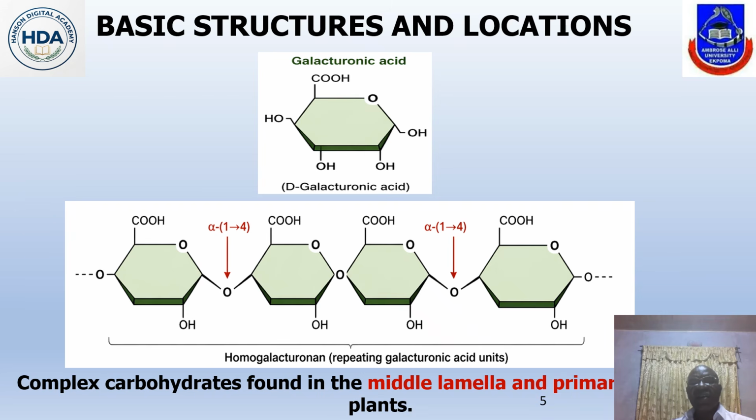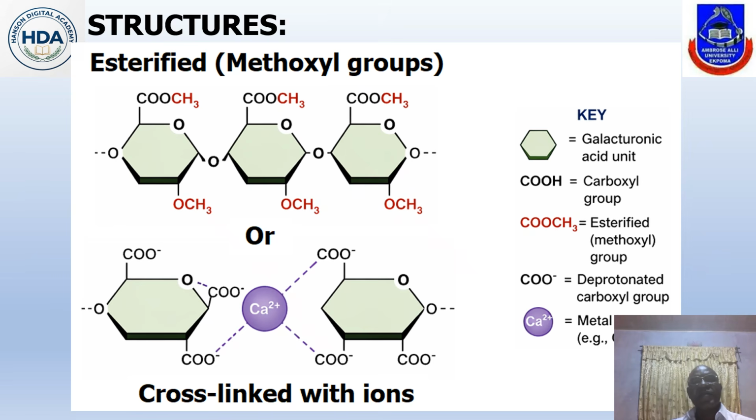The basic unit of the pectic substance is galacturonic acid, linked in the alpha-1,4 glycosidic bond linkage to form a repeating structure of galacturonic acid complex. The structure may be esterified by the addition of methoxy group or cross-linked with ions as indicated in the diagram before you.